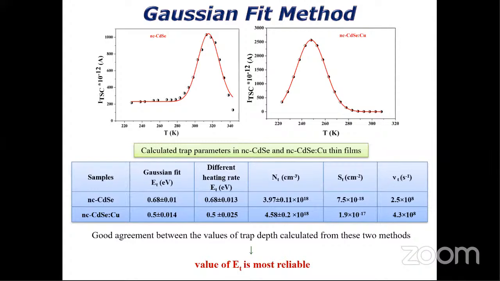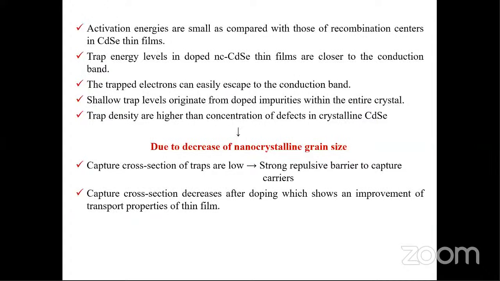Okay, so this is in good agreement between the values of the trap depth calculated from these two methods, that is the Gaussian fit as well as the different heating rate method. So we can say the value of ET is very reliable in this case. We can say here that the trap energy levels in the copper doped cadmium selenide thin films are closer to the conduction band.